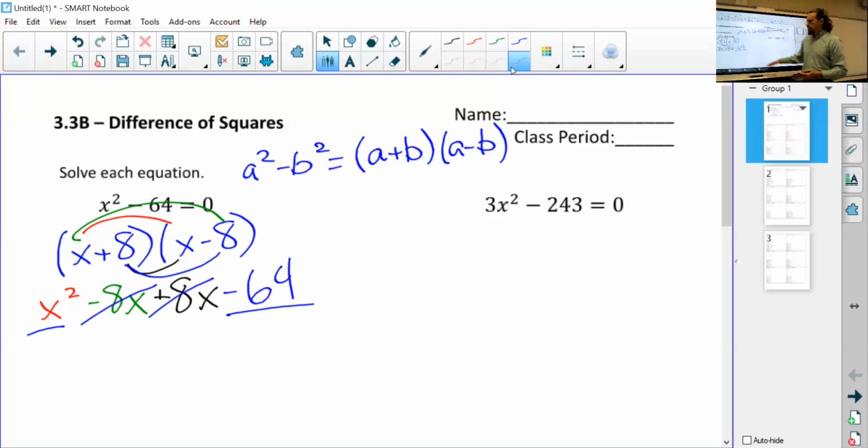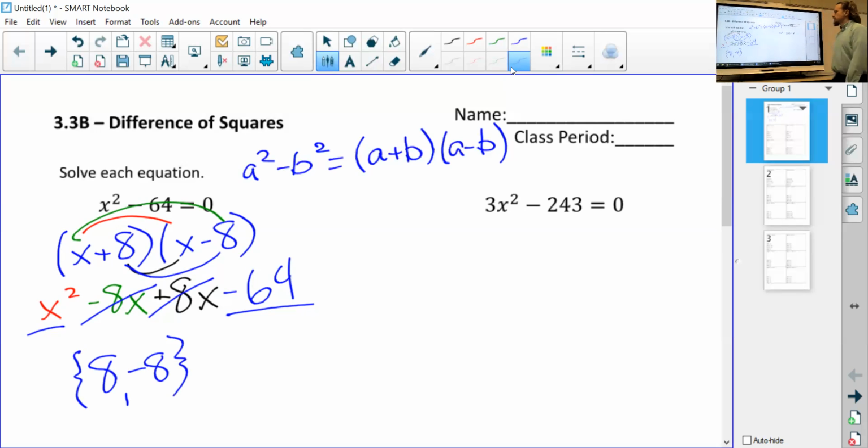Okay? So you don't have to do the FOIL part every time. All we really need to do is take the square root of this number at the end. Then that is going to represent our answer. So we can say for this one, our answers are 8 and negative 8. There's our little set notation there.